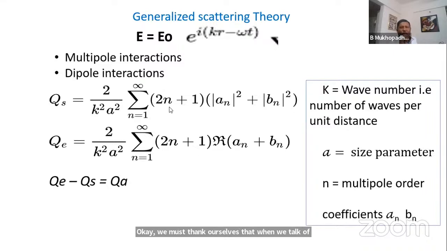when n is equal to 1, things become much, much simpler. When we talk of very small particles, it means A is very small, we can make this AN and BN even simpler. And you'll see that these simple terms are brought to use in a day-to-day description of the atmosphere. I'm still keeping it a bit of a mystery, not telling you right away. In my next slide, I'll reveal it.